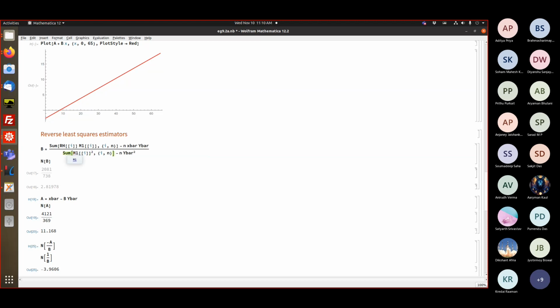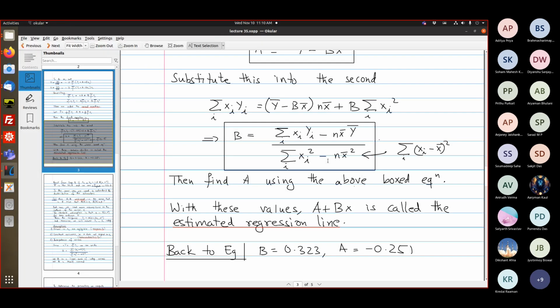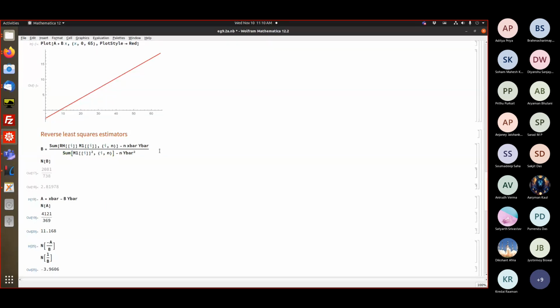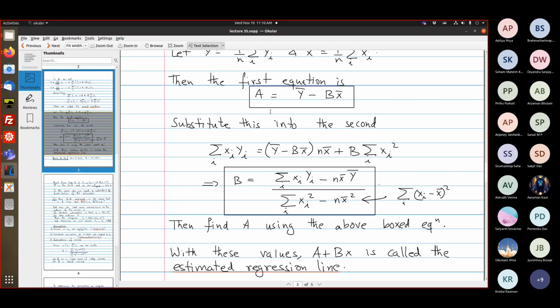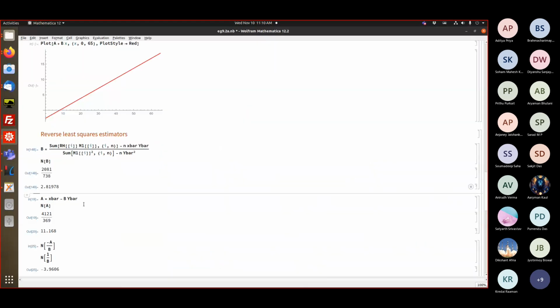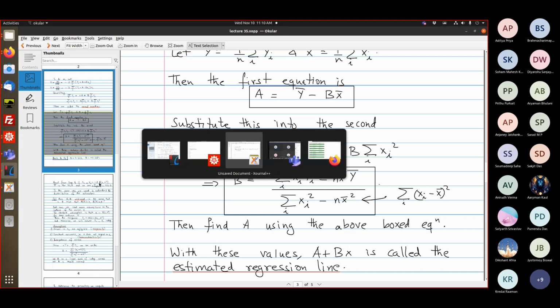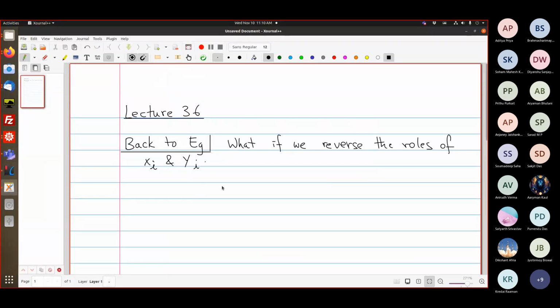So the numerator is unchanged, and in the denominator, instead of the sum of RH of i squared, I have the sum of m1 of i squared, and instead of n x bar squared, I have n y bar squared. Okay, and I calculate it, and I similarly calculate a by again interchanging the roles of x and y and using the new b. So I have x bar minus b y bar. So that's that.